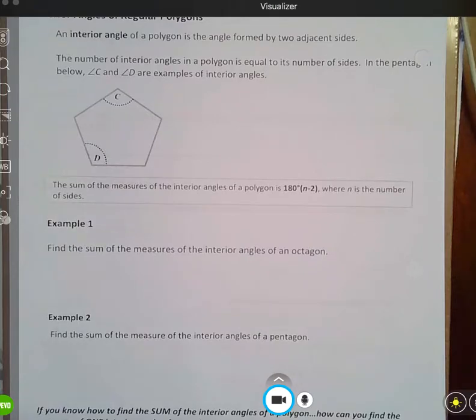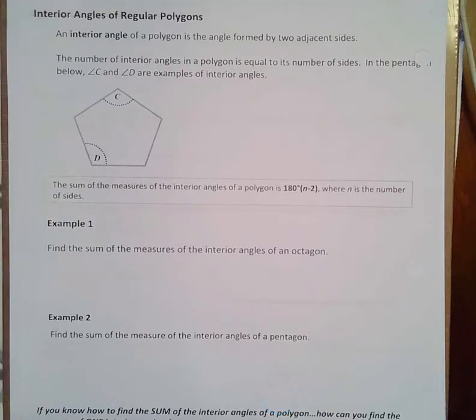Hello class, today we are going to be learning how to find the sum of the interior angles of a regular polygon, actually of any polygon. And then we're going to find the measure of each interior and exterior angle of a regular polygon, and of course the sum of the exterior angles. That's the easy one. Okay, let's begin.